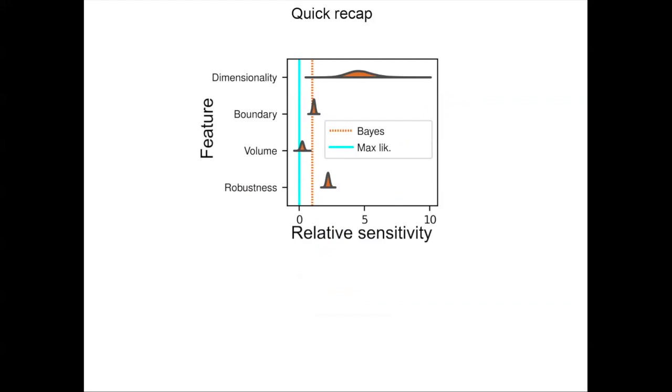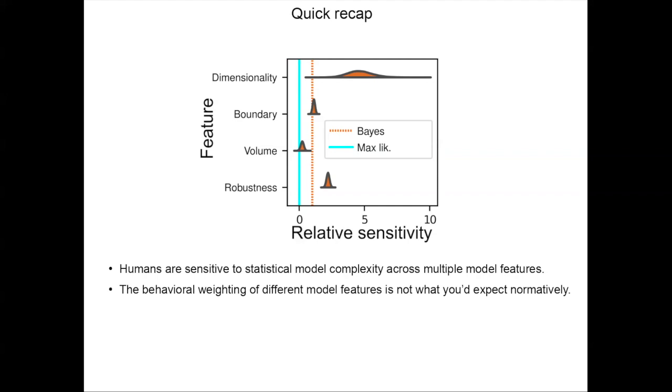Right. So, a quick recap so far. This is the main result about the sensitivities. We can say that humans are sensitive to statistical model complexity across multiple model features. The behavioral weighting of different model features is not quantitatively what you expect normatively. So this makes us think that people are probably using some sort of approximation; they're not doing the normative thing. I mean, this is hardly surprising. So what are they doing then?